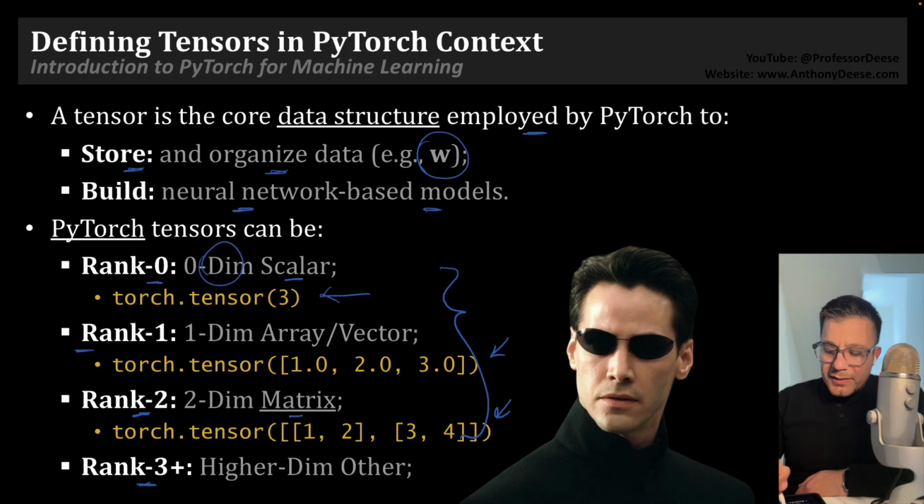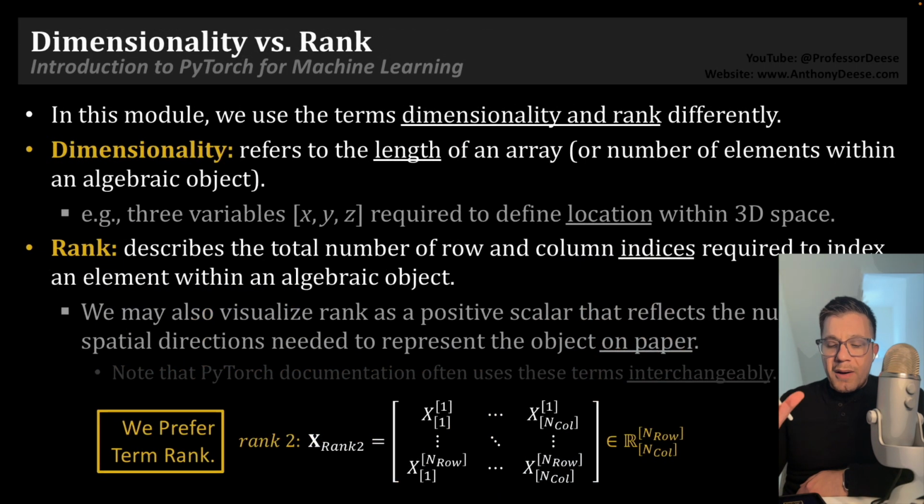Now what about this 0 dim, 1 dim, 2 dim? The PyTorch documentation, we'll see, often uses the terms rank and dimension interchangeably, which is an example that I'm not going to follow. So let's talk more about that. In this module, we use the terms dimensionality and rank very differently. Dimensionality, as far as how we use it in this module, refers to the length of an array or the number of elements contained within an algebraic object.